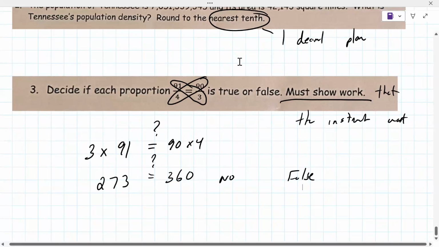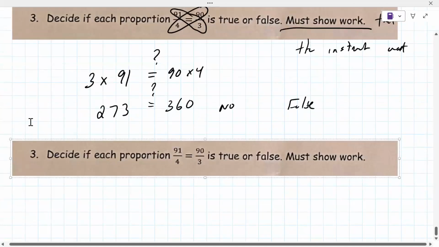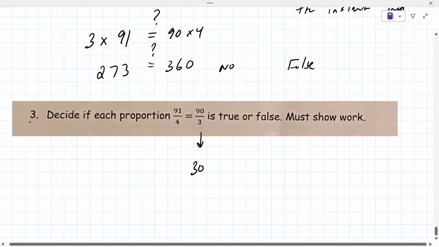There is another way to do it where you get a decimal approximation to each. I'm guessing because I'm not in your class, but this is 30, and 91 divided by 4 is 22.75. And you can see that those clearly are not the same.